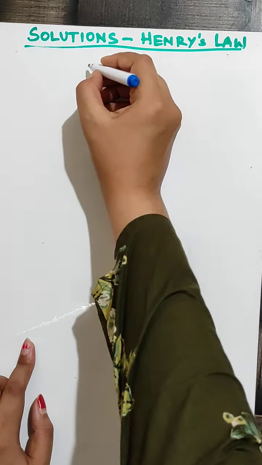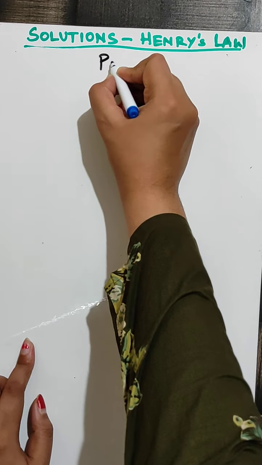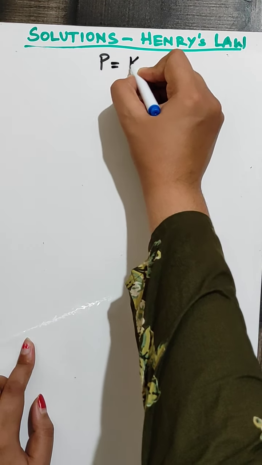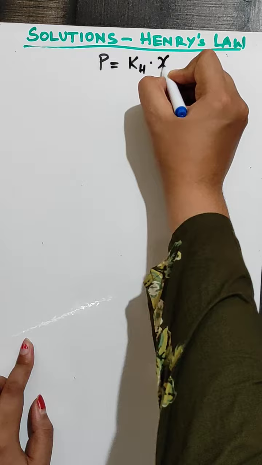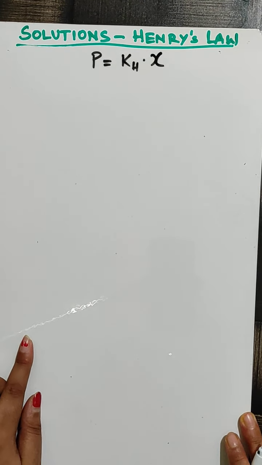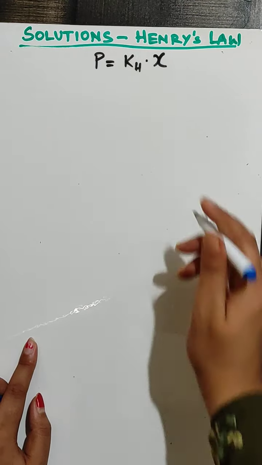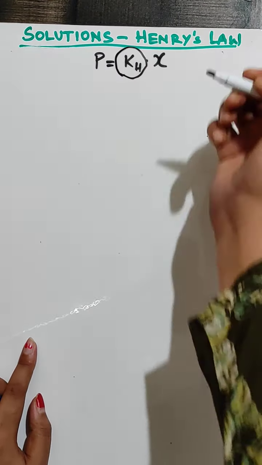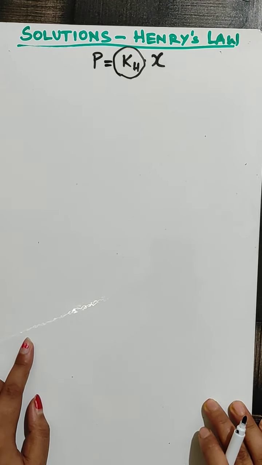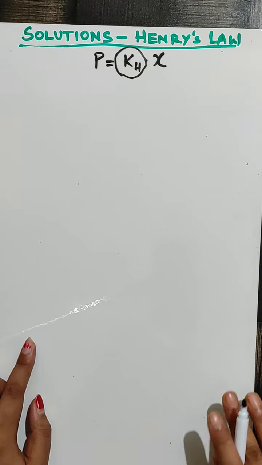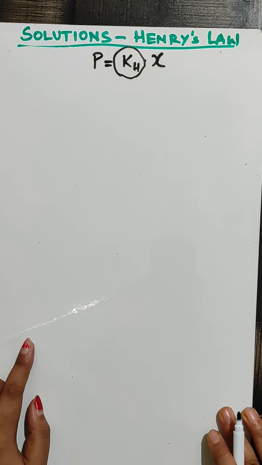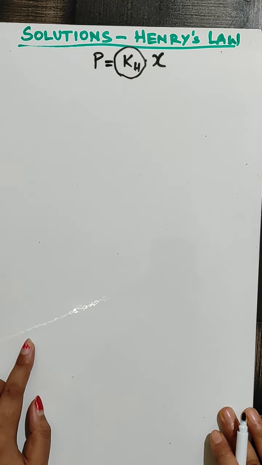So we have seen that P is equal to Kh into zeta, all right. This is the mole fraction. Now how do we calculate this Kh? Different gases have different values of Kh at the same temperature, which suggests that Kh is a function of the nature of the gas, all right.